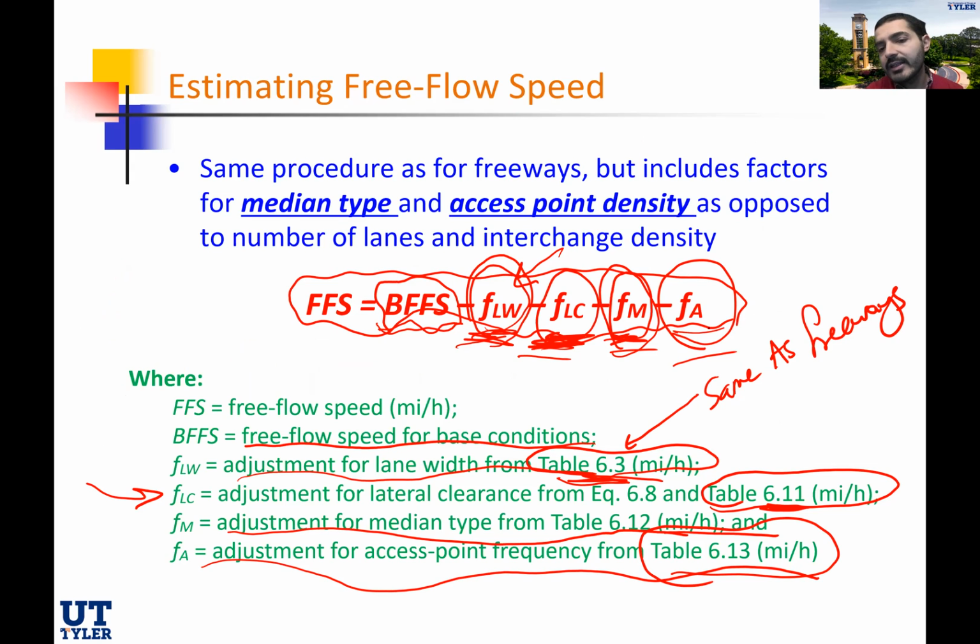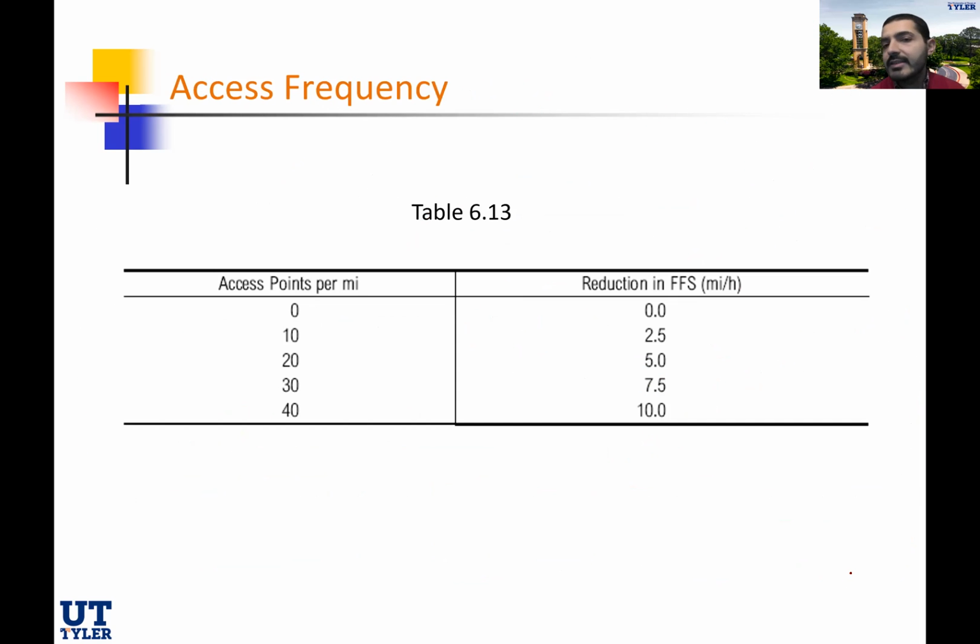The last correction that we're going to do is FA. This is the adjustment for access. How many access points do you have? For that you will need to go to Table 6.13. It's a simple table as well: number of access points per mile. If you have 0 access points per mile, then the correction factor is equal to 0.